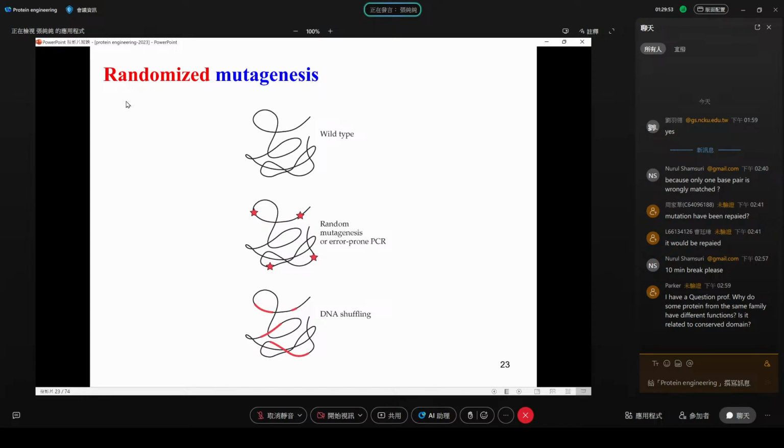Okay, the second section we are going to start is about randomized mutagenesis. When I say randomized, I mean no bias. We can do it at any place, any part for the mutagenesis, depending on your purpose, but you will need a very efficient screening or selection criteria to pick up the right target, to pick up the right protein for you.